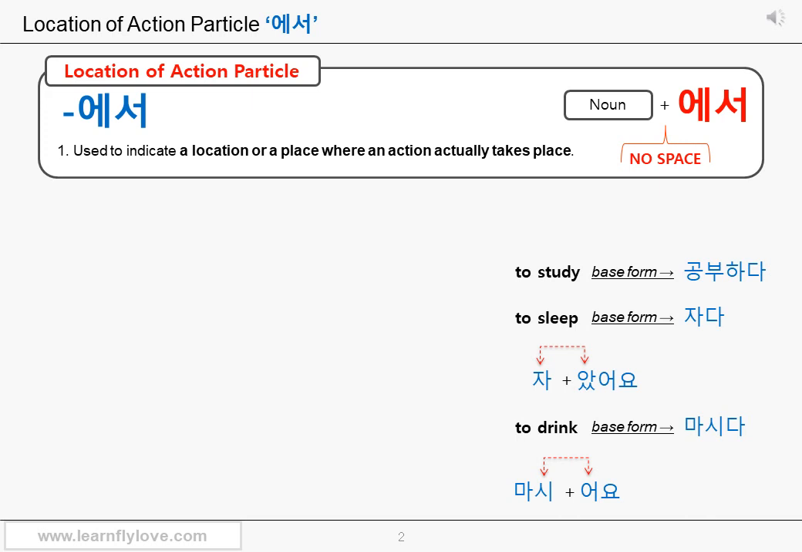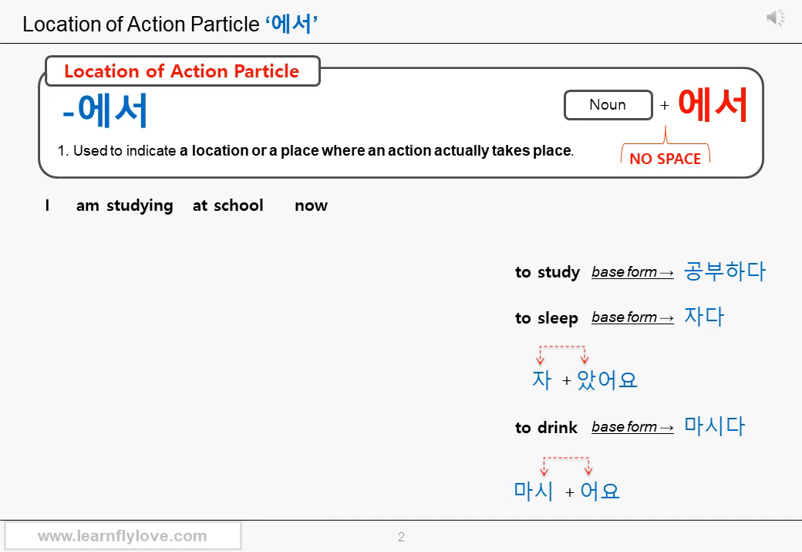Action means a verb. That's it and that's all. That's why I call this particle the location of action particle 에서, rather than just a location particle. And 에 and 에서 cannot be interchangeably used. Please remember that. There is only one exception I can think of, and I will talk about it in the next page. Let's see some examples.